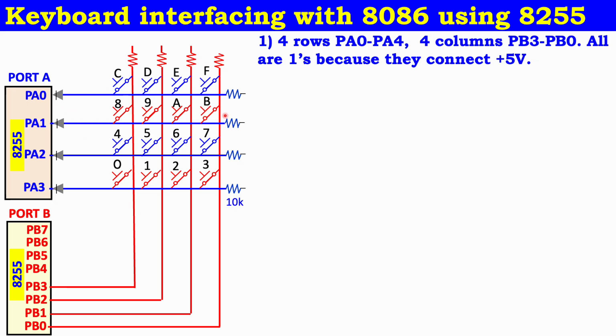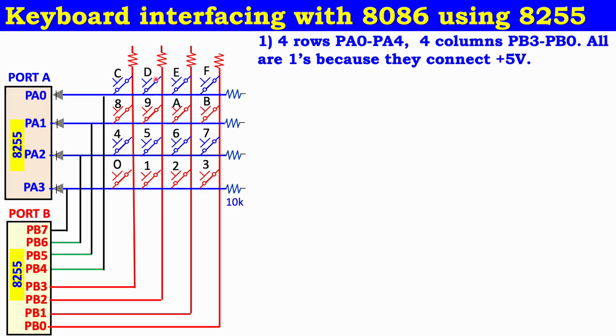So it is a 4 by 4 size. Now the remaining connections of port B, that is port B7 to port B4, are directly connected to all the row points of the 8255 PPI. So these are the entire connections of the key switches in the 4 by 4 matrix.